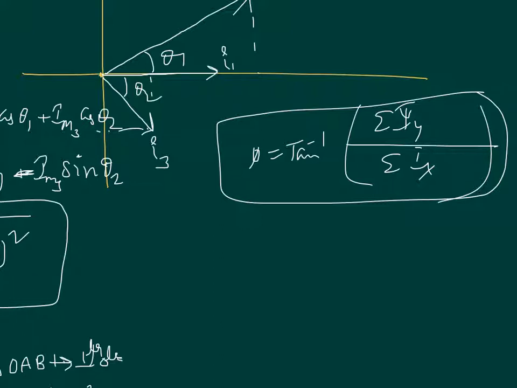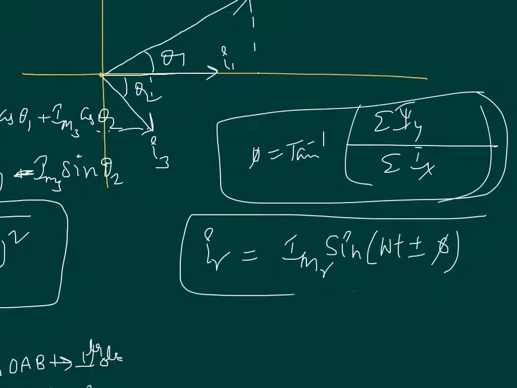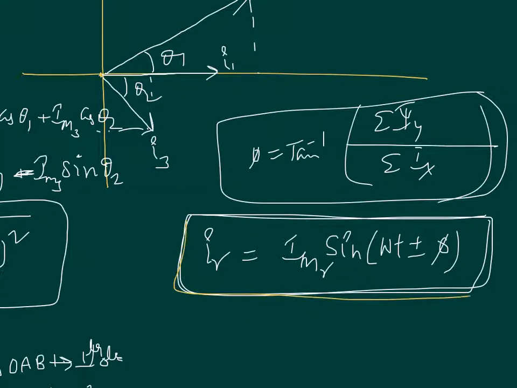And then we will get phi like this. So again we can write a resultant value IR equal to I maximum of resultant value sin omega t plus or minus phi, plus for leading, minus for lagging. Okay, this is the final derivation. And what is IR here? IR is sum of I1 plus I2 plus I3.